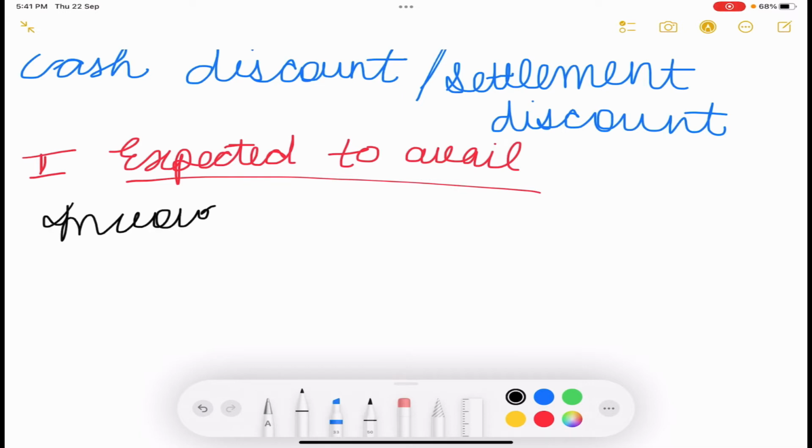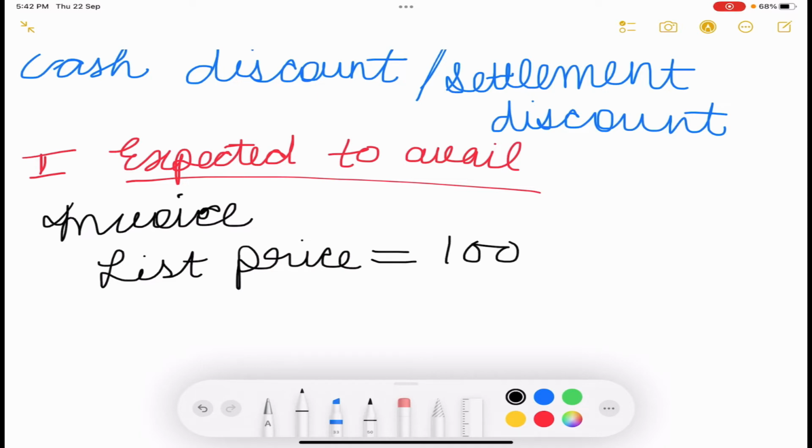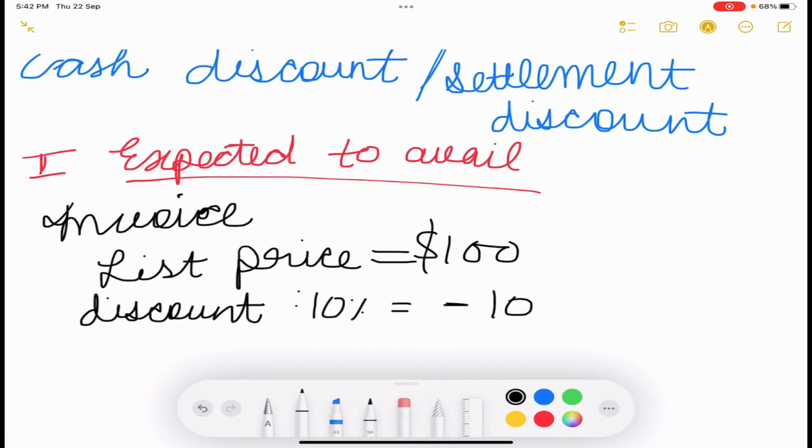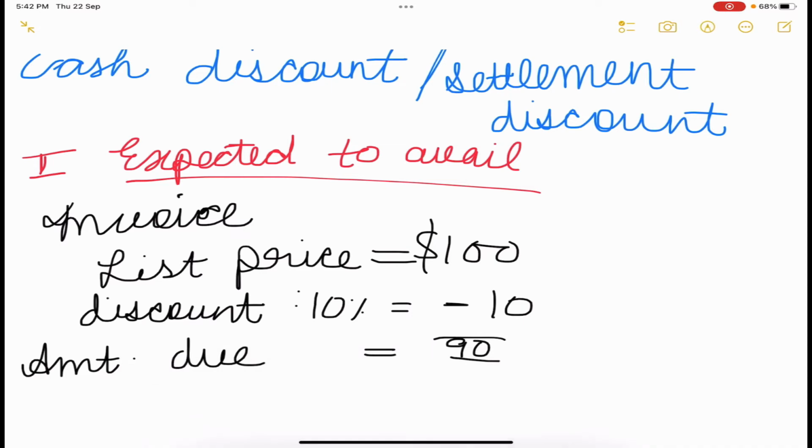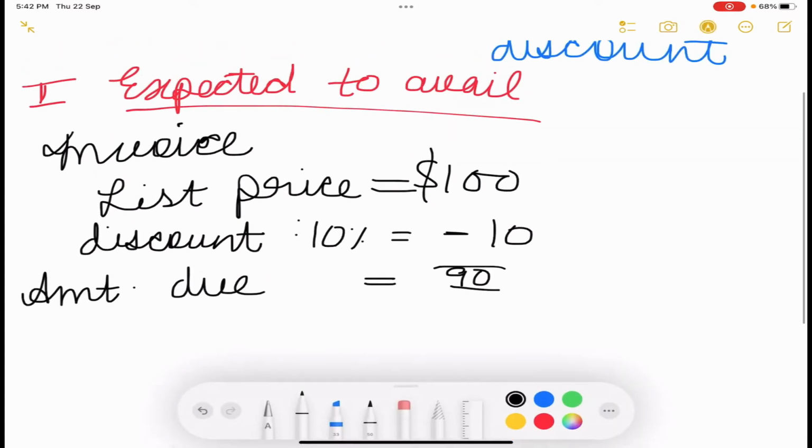In the invoice, we will be having the list price. Let's say the list price is $100, and let's say that the discount is 10%. Cash discount, we are talking about cash discount, so we will be subtracting it. So it is nothing but 10. So the amount which is due is going to be nothing but 90. So this is how it is, right? And this is what we are expecting from the person.